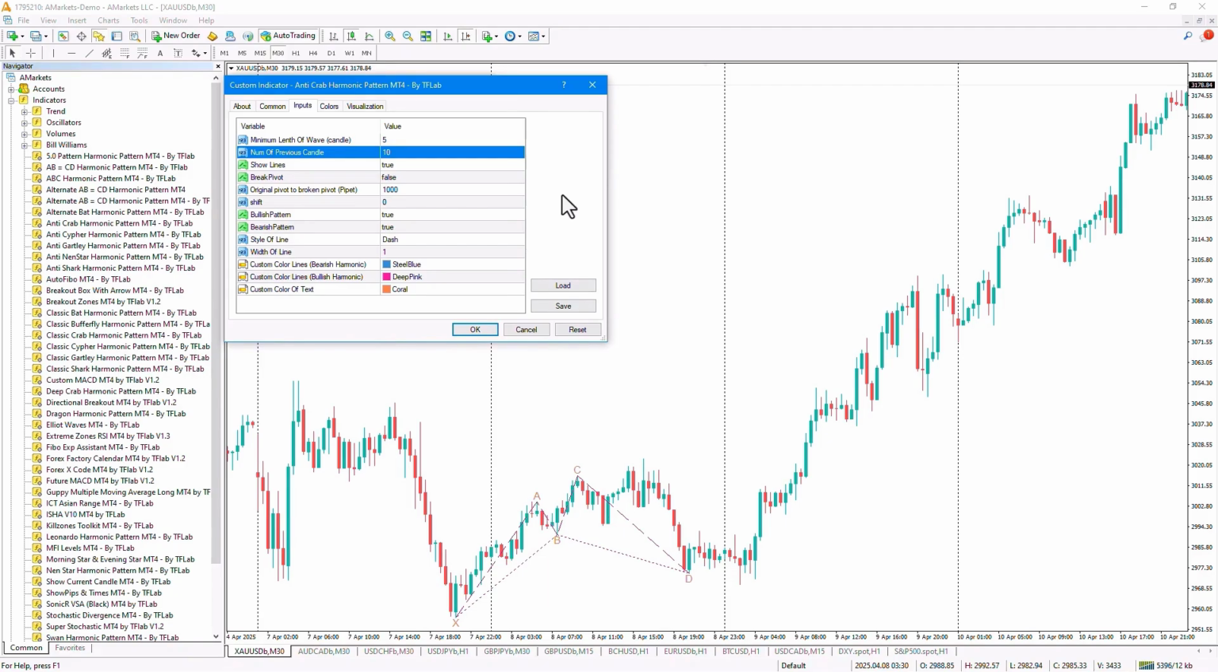The next point you need to pay attention to is the values you enter in this section. The higher the numbers you set here, the larger the harmonic patterns that will be identified. In order for the indicator to identify more suitable patterns for us, we need to enter appropriate and smaller values here.